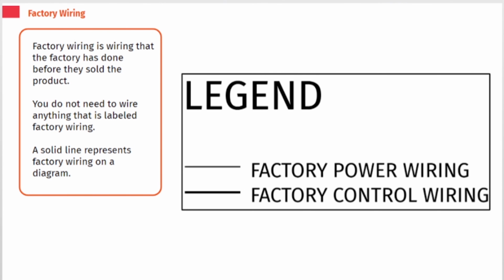Factory wiring is wiring that the factory has done before they sold the product. You do not need to wire anything that is labeled factory wiring. A solid line represents factory wiring on a diagram.